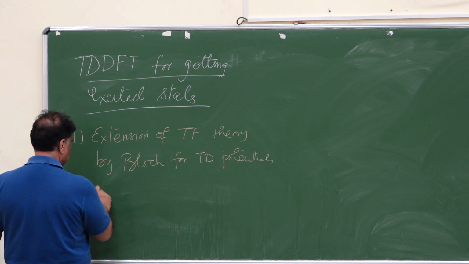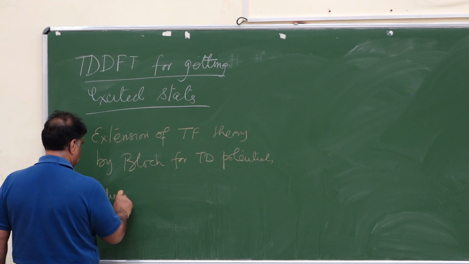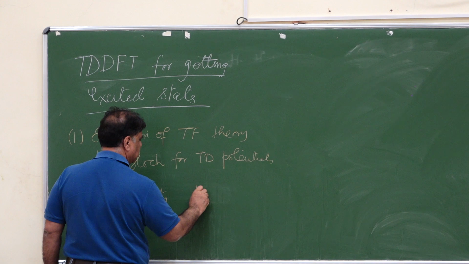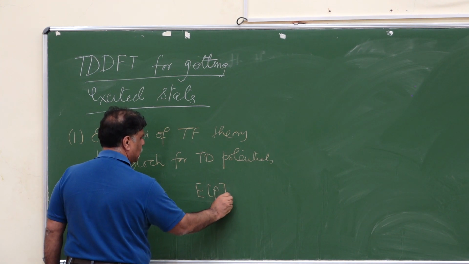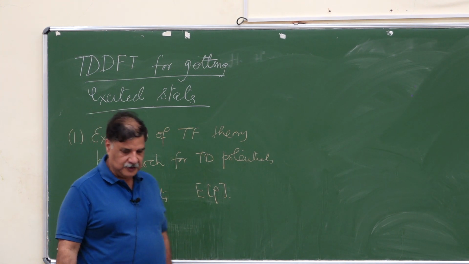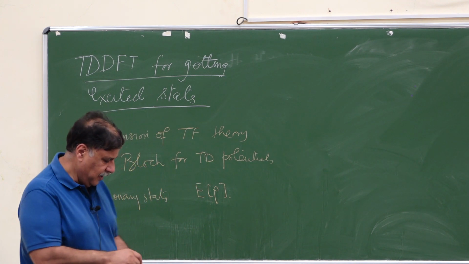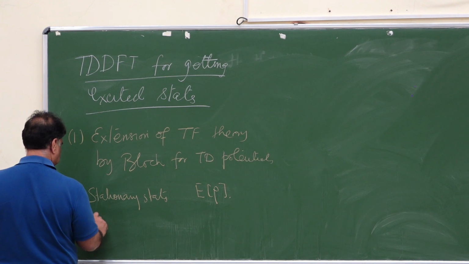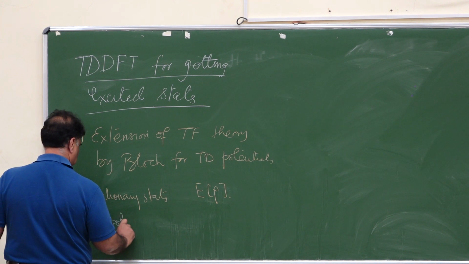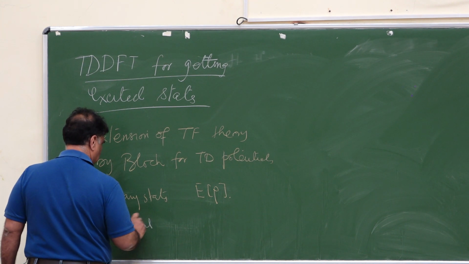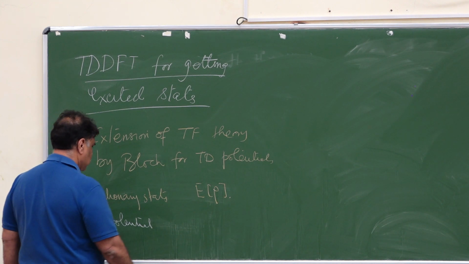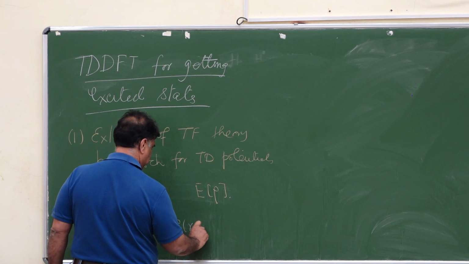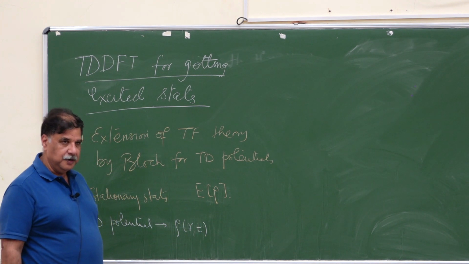In stationary state theory, I have an energy function, E of rho, right? Rho is time independent. Now if I have a time dependent potential, then I'm going to have rho of r, which will depend on time, right?